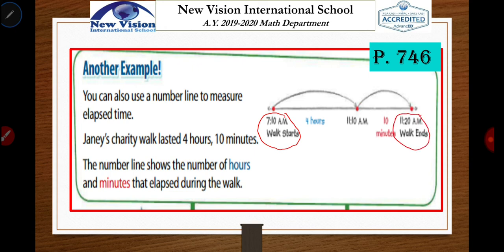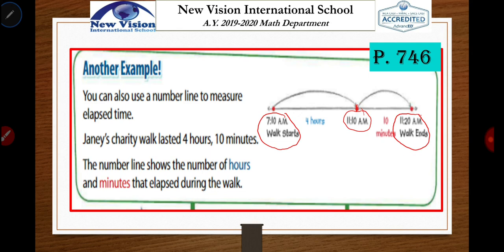This is when the walk ends. Why is 11:10 marked on the number line? As you can see here, this one, the 11:10. Why is it marked on the number line? Because it is exactly 4 hours from 7:10. So if you try to count it, we have 7:10, 8:10, 9:10, 10:10, and 11:10.